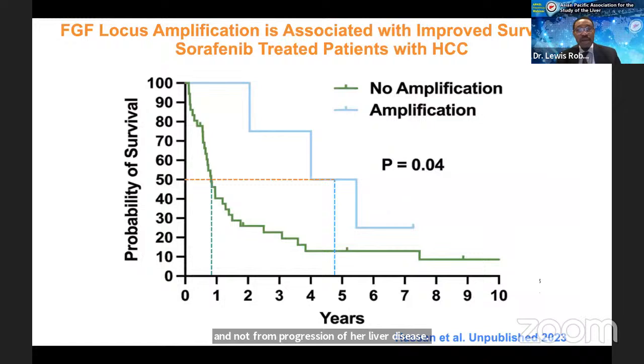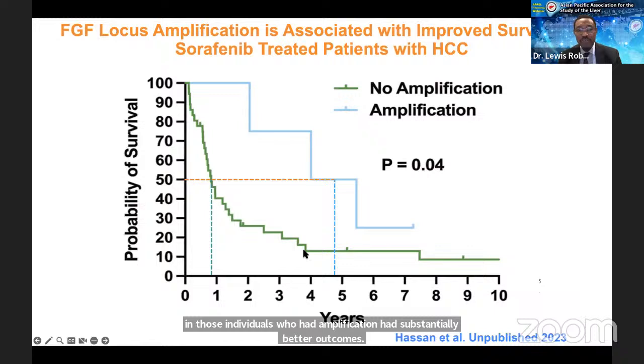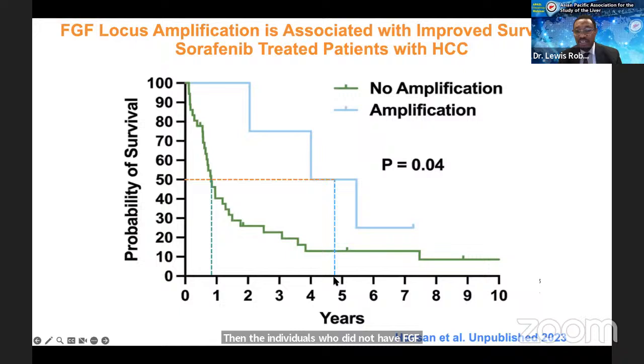So coming back to the group of 260 patients, we identified those individuals who at some point in their therapy had received sorafenib and looked to see whether or not they had FGF locus amplification. And then looking at their outcomes, you can see here that those individuals who had amplification had substantially better outcomes than the individuals who did not have FGF locus amplification. Indeed, those with amplification had a median survival of almost 5 years. Those without amplification had a median survival of less than a year.